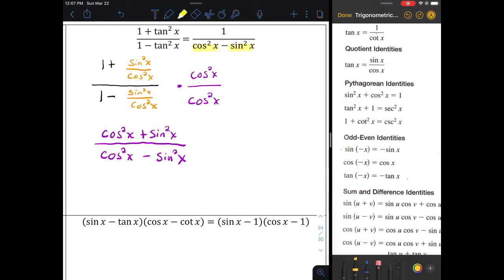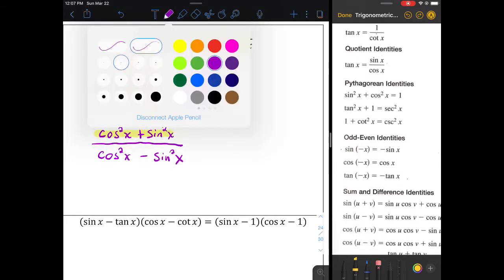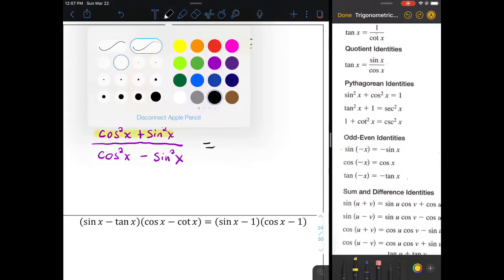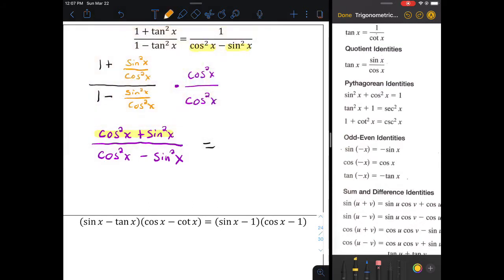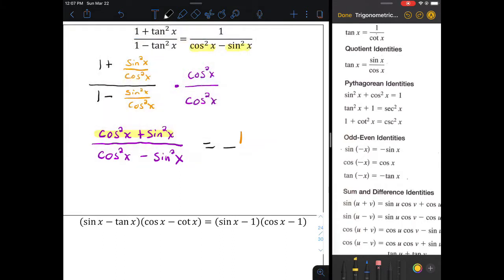Well, my numerator, cosine squared plus sine squared x, that's an identity, which equals 1. So that equals 1 divided by the denominator. Leave the denominator alone because that's exactly what I want. Divided by cosine squared x minus sine squared x. There is my right-hand side. So, proof done.